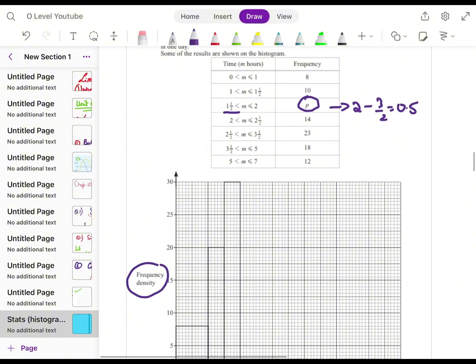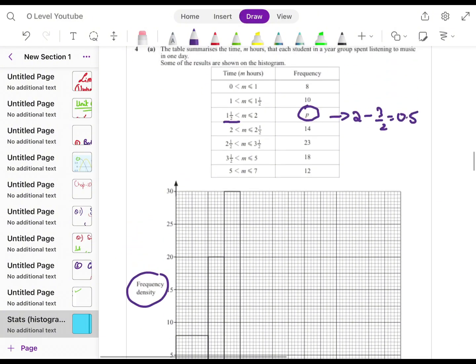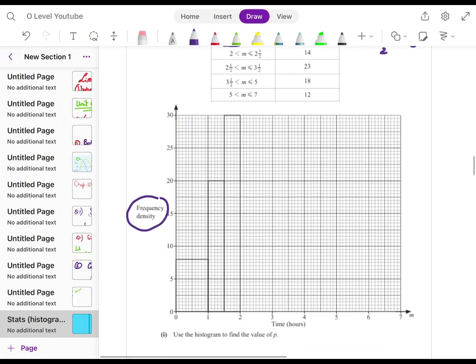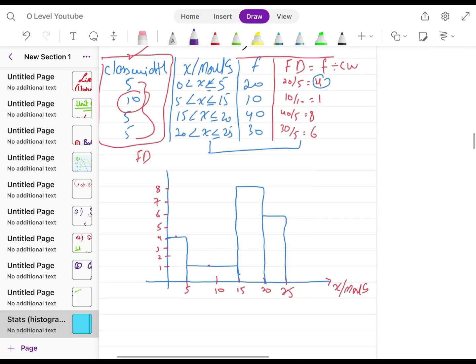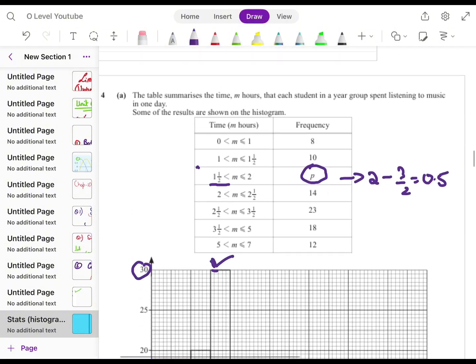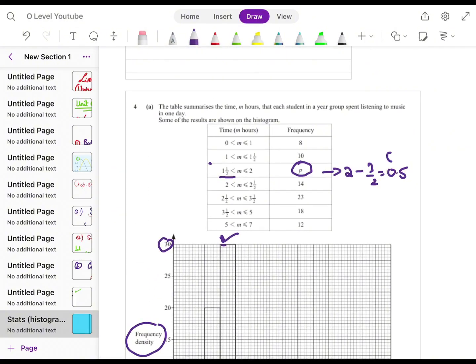Why did I find the class width? Now, the important thing is that you can see that this value is the third value of this table. So they have already made a bar of the third category, and you can see that it's reaching 30. This means that the frequency density is 30. Now we have the formula. What is the formula? Frequency density is equal to frequency divided by class width. So now in this question, I have a class width that is 0.5. I have a frequency density that is 30.